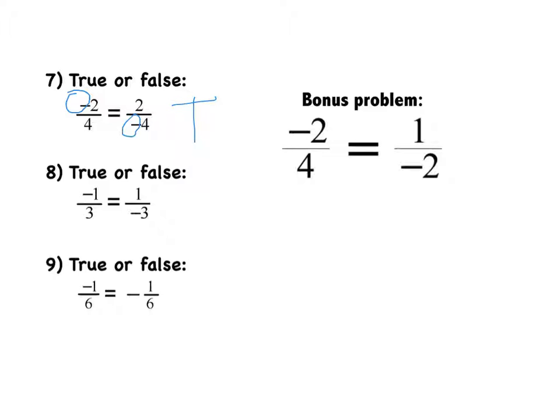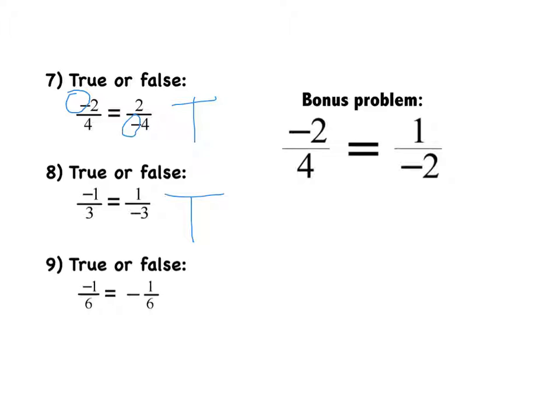All right, let's take a look at number 8. We have a 1 on the top in both fractions. We have a 3 on the bottom in both fractions. And we have 1 negative on top, 1 negative on bottom. That means that they are true because it doesn't change the value of the fraction if the negative changes places.